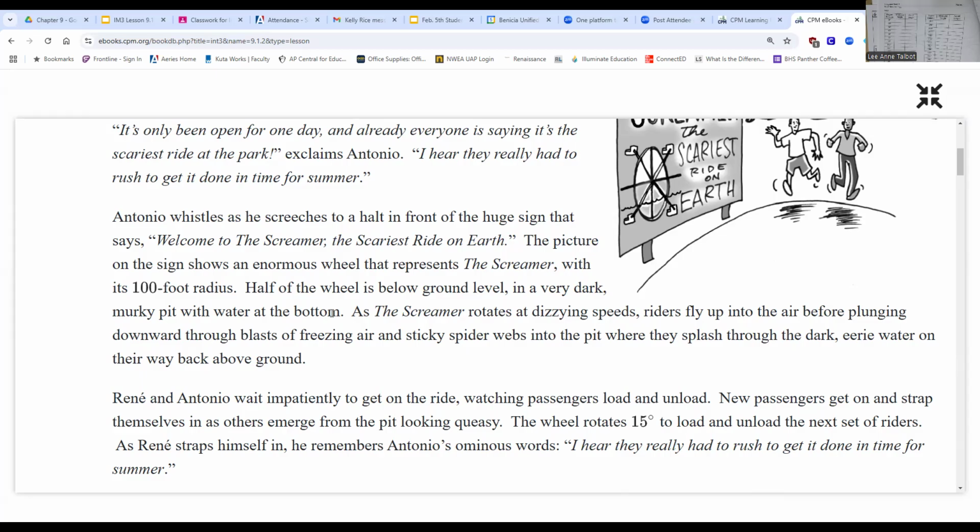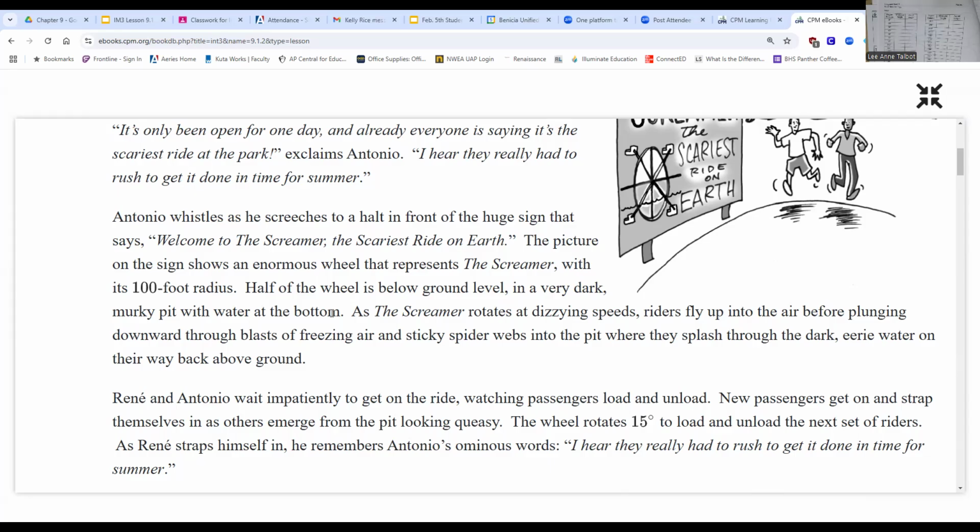Antonio whistles as he screeches to a halt in front of a huge sign that said, "Welcome to the Screamer, the scariest ride on earth." The picture on the sign shows an enormous wheel that represents the Screamer with its 100-foot radius. Half of the wheel is below ground level in a very dark, murky pit with water at the bottom. As the Screamer rotates at dizzying speed, riders fly up into the air before plunging downward through blasts of freezing air and sticky spider webs into the pit, where they splash through dark, murky water on their way back above ground.